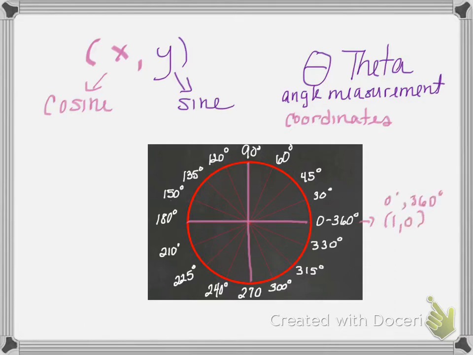So if the radius is 1, when x is 1, y is actually 0. And that's at the 0 or 360. The coordinate for 90, when x is 0, y is 1. When we're at 180, then x is -1 and y is 0. Finally, at 270, we have 0. When x is 0, y is -1.